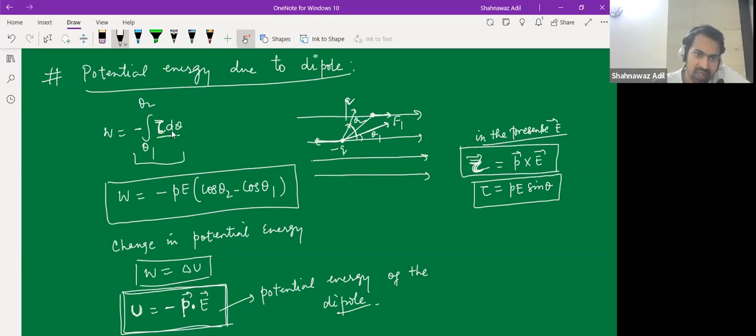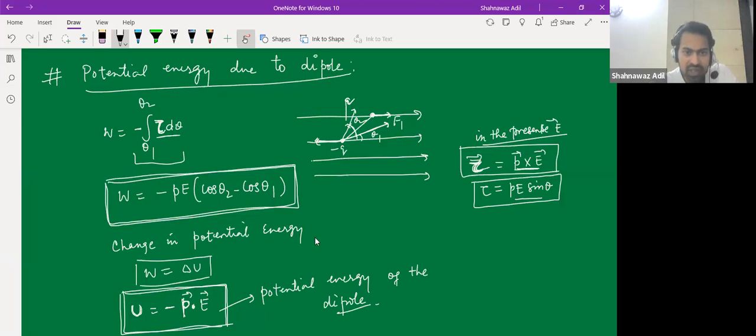From this, we already know what the torque is. This is P cross E, so this is P sine theta, and then we put the value and calculate. So this is the work done in the presence of an electric field due to a dipole.